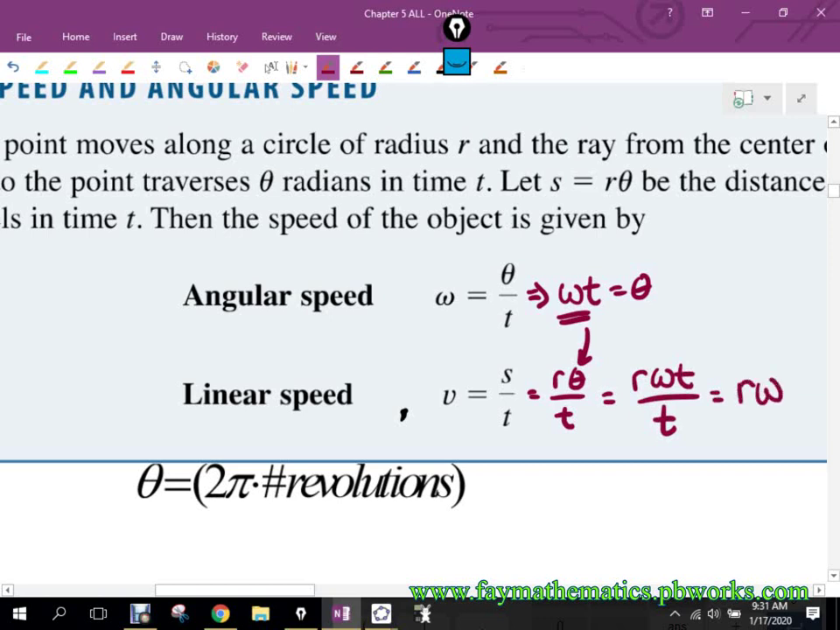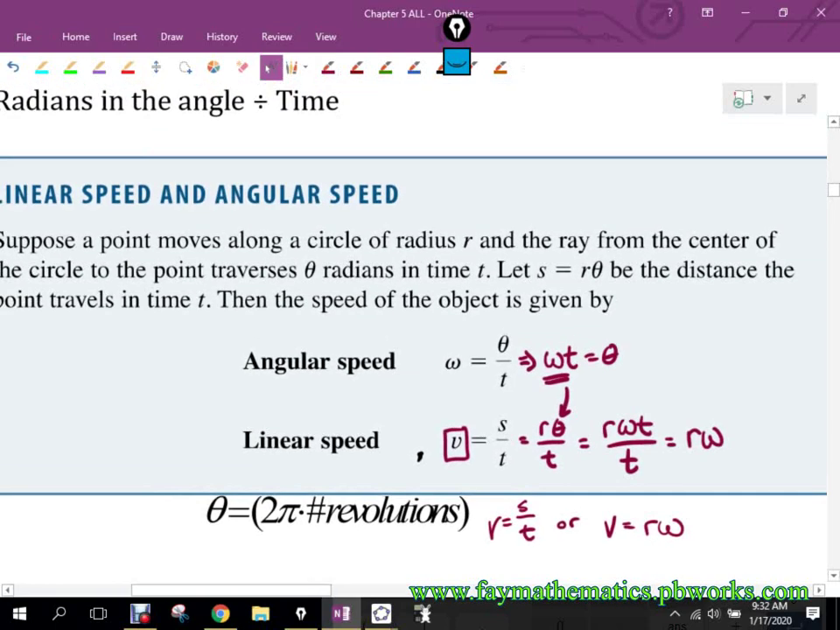Okay, so we've got a couple formulas here for linear speed. You can either use linear speed is equal to arc length divided by t, or linear speed is equal to your radius times omega. Those are both linear speed equations. What if we forget what omega is? It's the angle divided by time. It's the rate at which the angle changes.